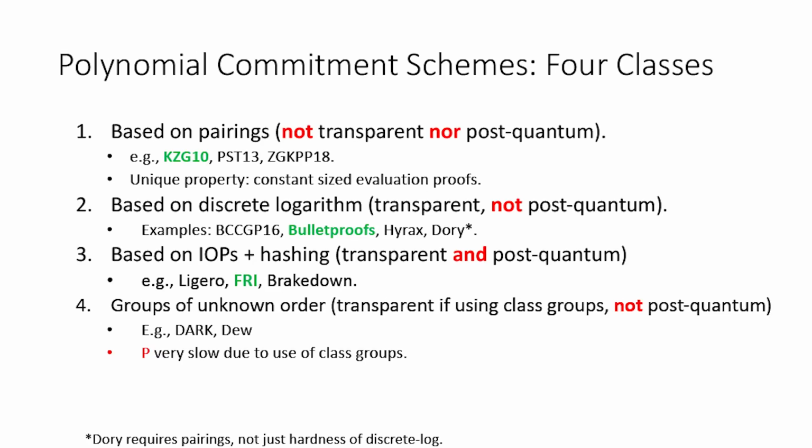Okay, and then there are four classes of polynomial commitment schemes. I'm going to ignore the last one because it's not practical. So let me just focus on the top three.